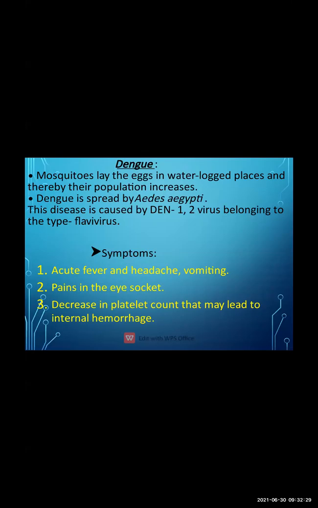Then the next type of disease is dengue. As you all know, dengue is caused by mosquitoes. These mosquitoes lay their eggs in waterlogged places. So wherever the water is logged, at that place you will find the mosquito population is higher. Dengue is spread by Aedes aegypti. Okay, this can also be asked in fill in the blanks.